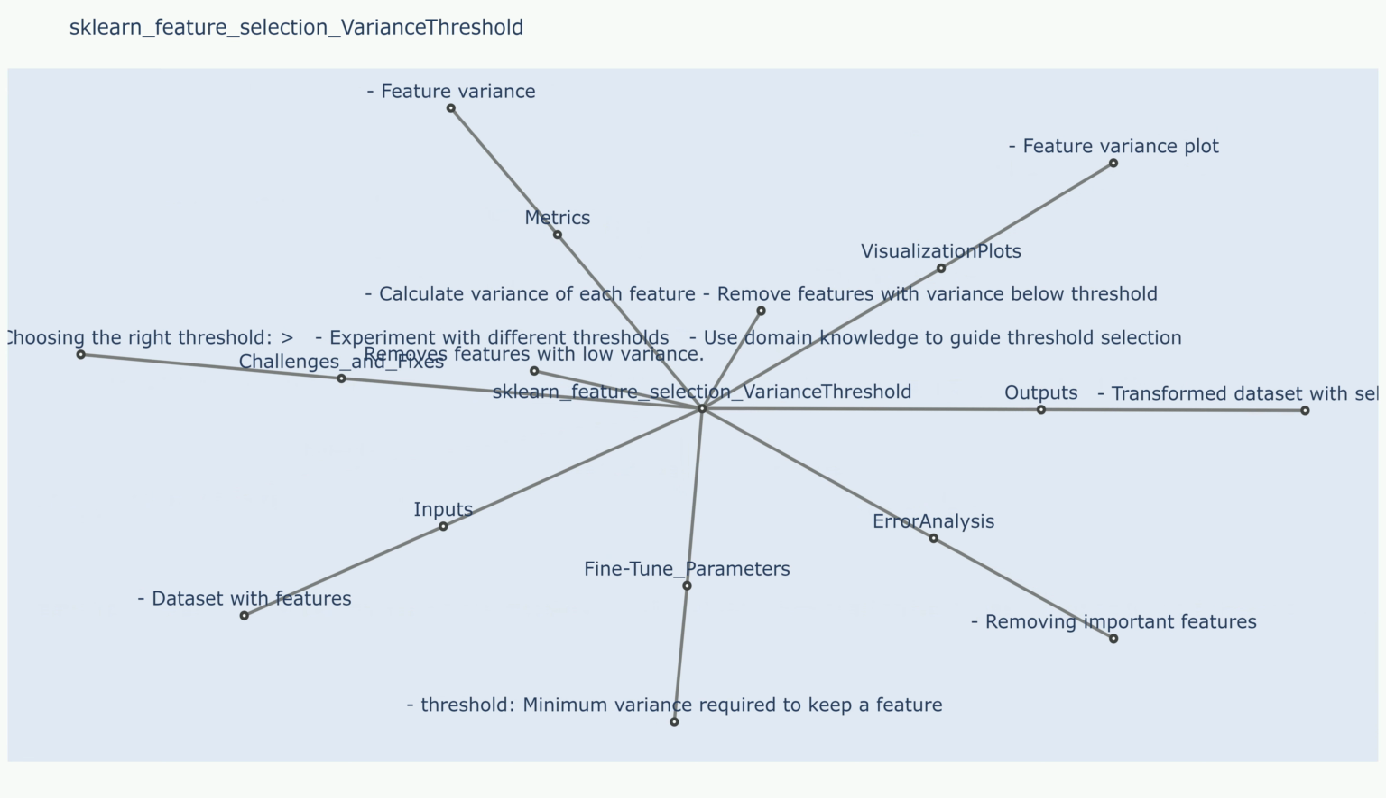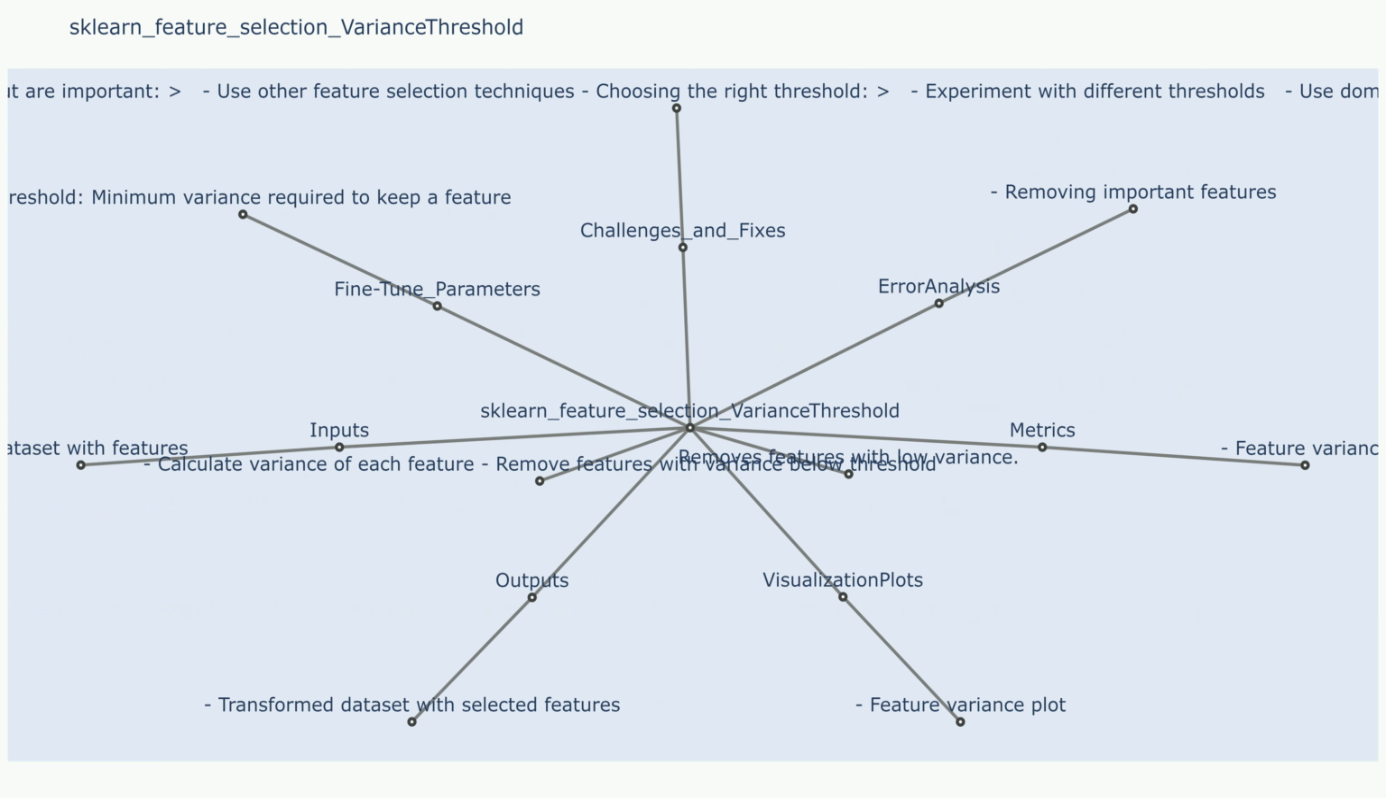Inputs. X. A NumPy array or pandas data frame containing the features, the independent variables. Threshold. A float representing the minimum variance required for a feature to be retained. Features with a variance below this threshold will be removed. The default value is 0.0.